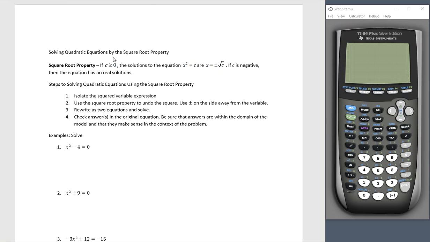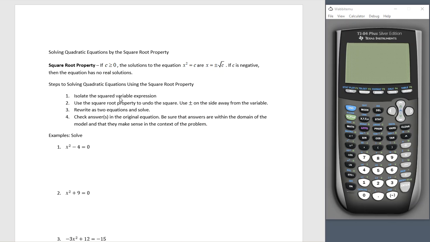So the square root property says, if c is greater than or equal to 0, so 0 or positive, the solutions to the equation x squared equals c are x equals plus or minus the square root of c. If c is negative, then the equation has no real solutions. No real solutions. So how can we use this?